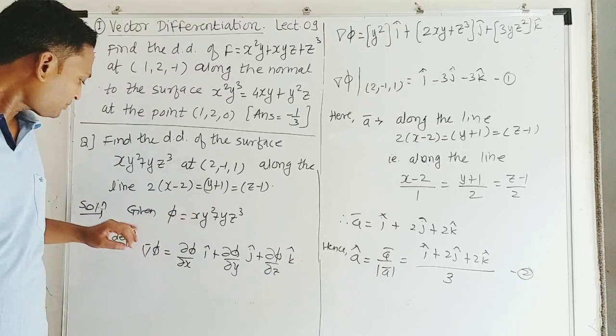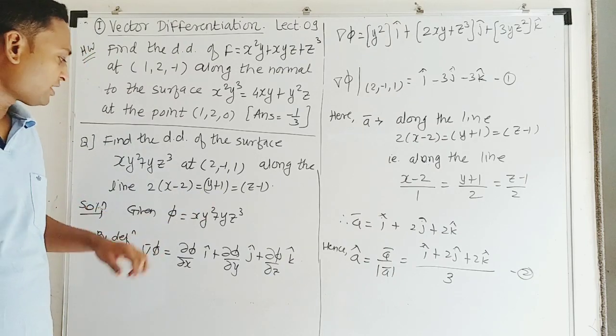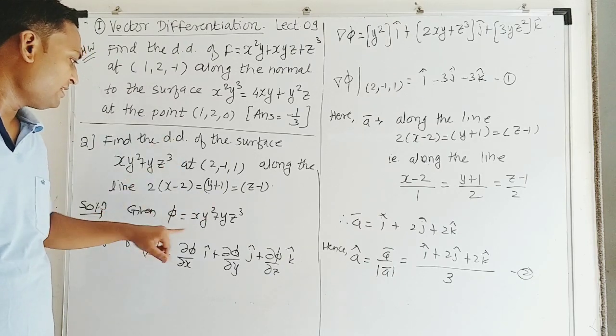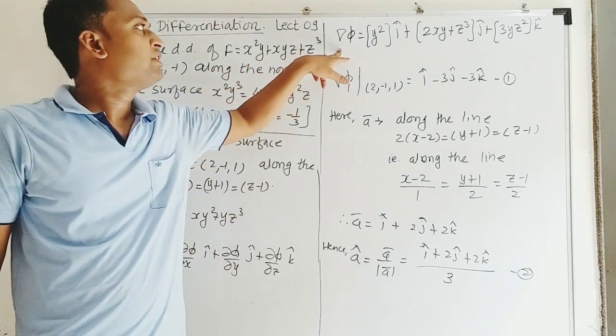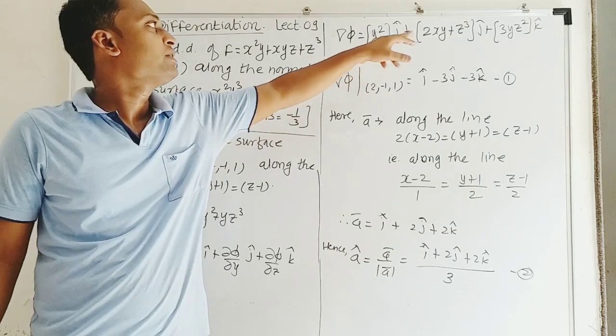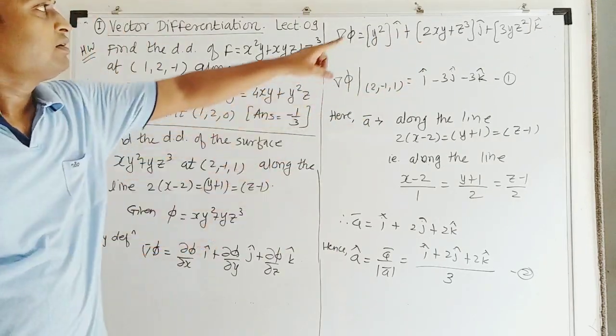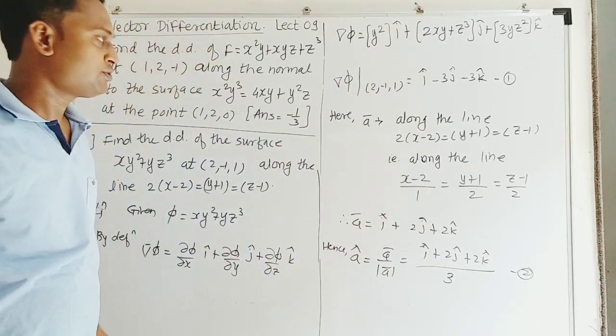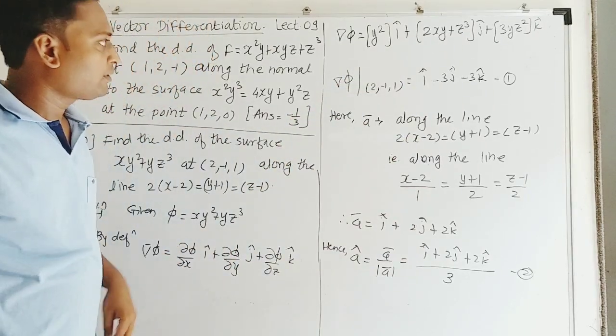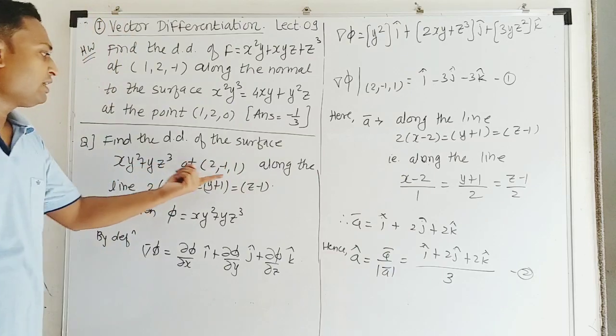So very first I will calculate the gradient of the given surface phi. By definition, del phi is this. I have calculated the derivatives. Y square is the derivative with respect to x. This bracket is the derivative with respect to y, and the last bracket is the derivative with respect to z of the given surface phi. And we have to calculate the derivative at (2, -1, 1).